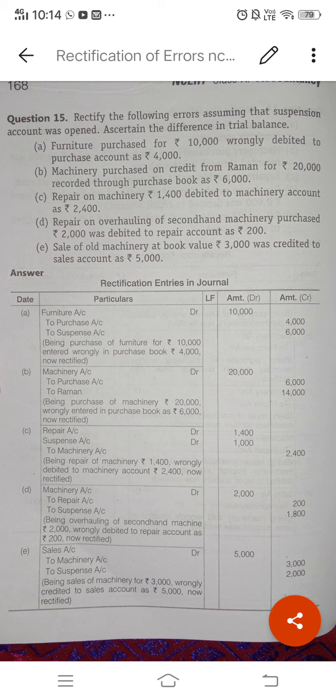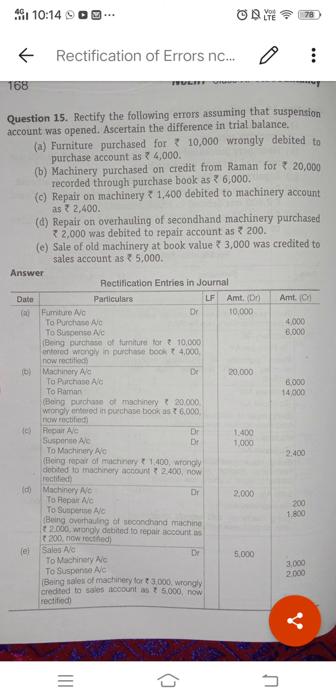To cancel the wrong credit, we have to debit the sales account with 5,000. And what is the correct credit? Correct credit is the machinery account. So machinery account is to be credited with 3,000. And the balance 2,000 is to be transferred to the suspense account.